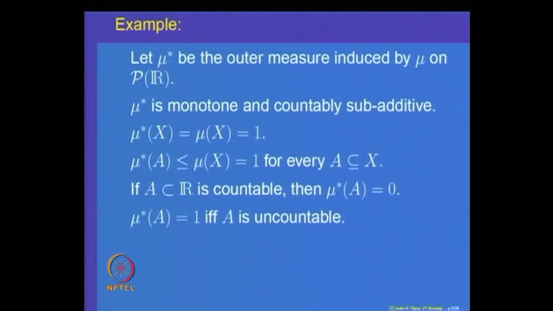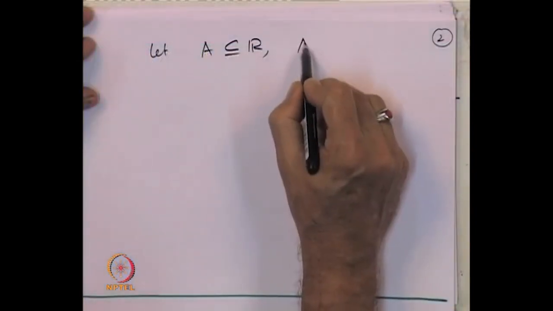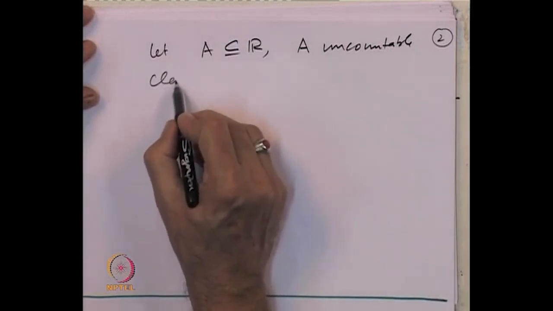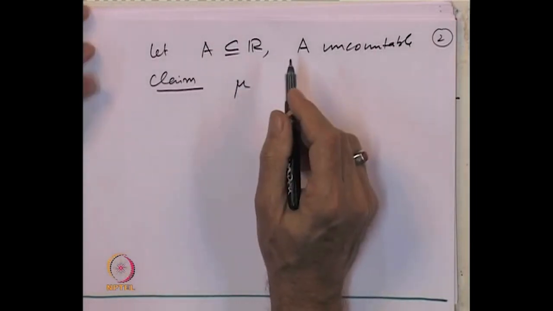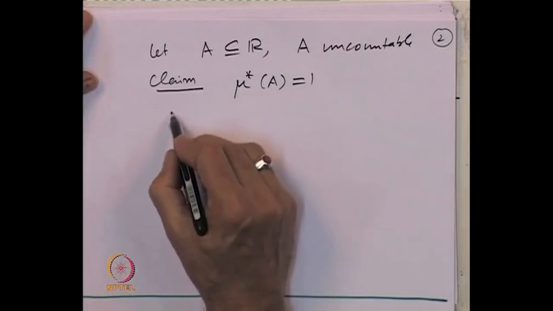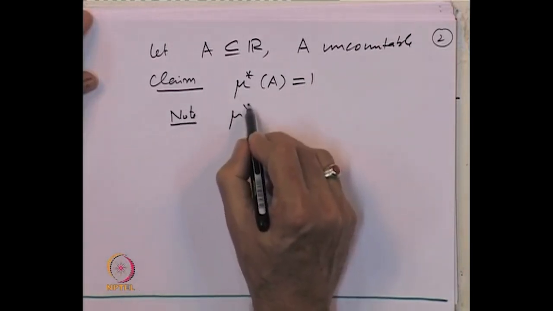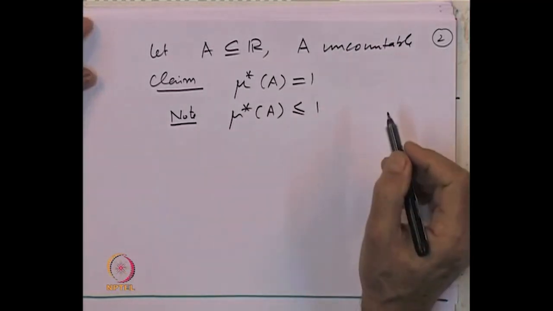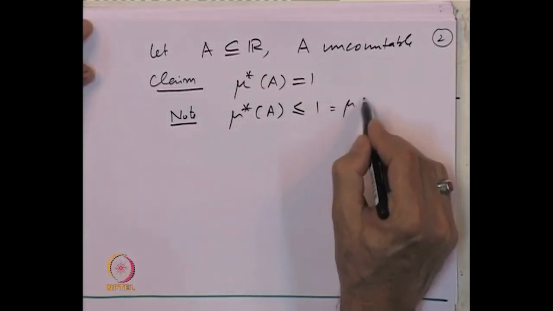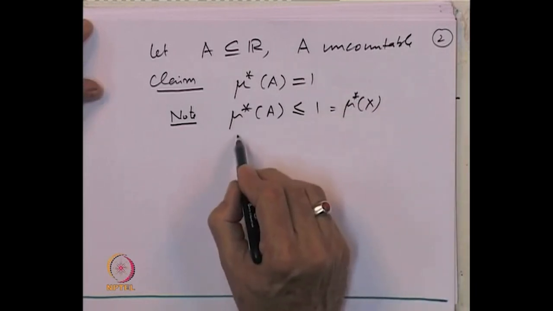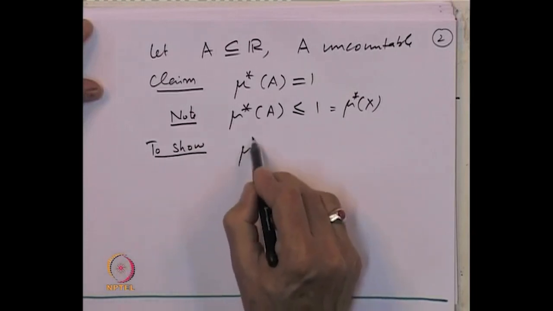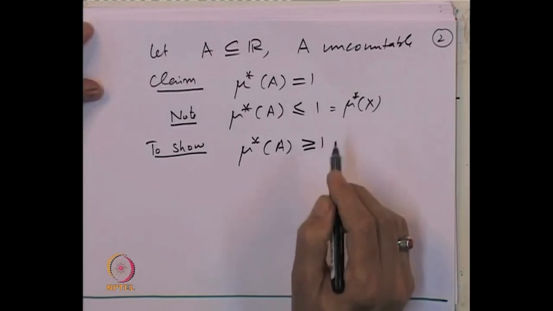So, let A contained in R be uncountable. Claim: mu star of A is equal to 1. Right? So, note mu star of A is less than or equal to 1. That is obvious, by the definition we said mu star is monotone, and mu star of R is 1 anyway. So, mu star of A is always less than or equal to 1. To show that mu star of A is also bigger than or equal to 1.